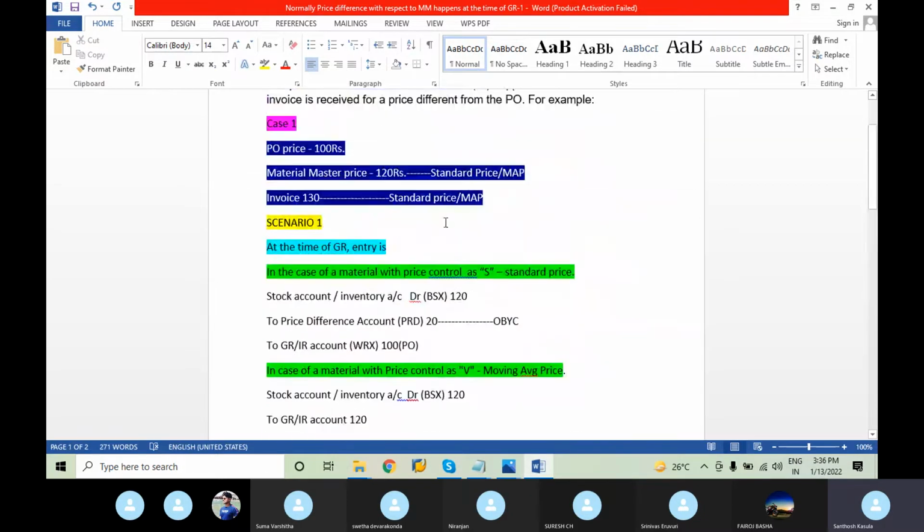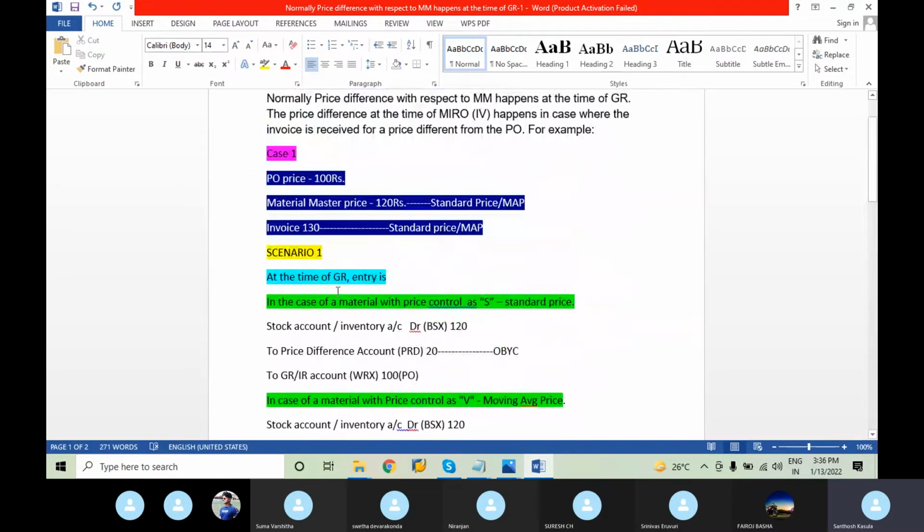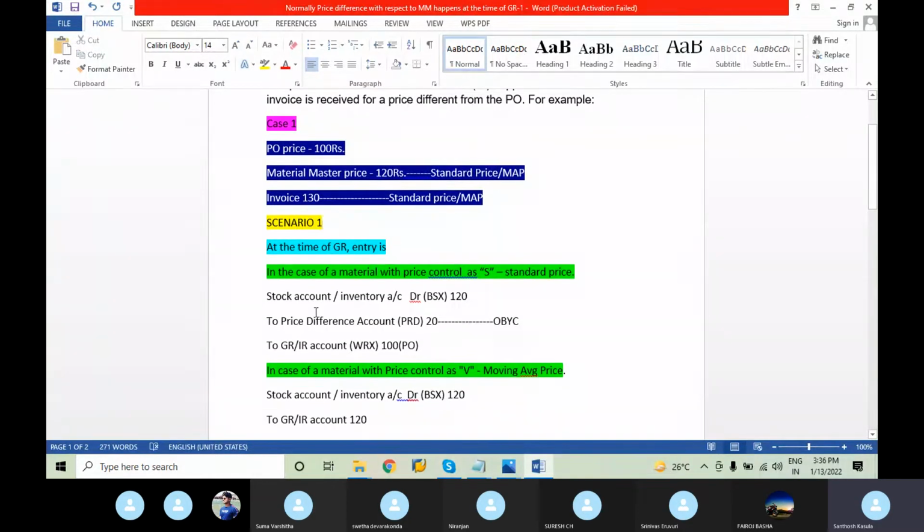So once again, I just want to recap. If it is standard in the material master record, if you are maintaining only the standard price, then at the time of goods receipt the stock inventory account is 120, what we are taking in the material master. One simple thing, guys: at the time of goods receipt, whether it is standard price or moving average price, we'll take inventory at whatever material master price we are maintaining. Whatever the price we are maintaining in the material master record, that only will be taken at the time of goods receipt.